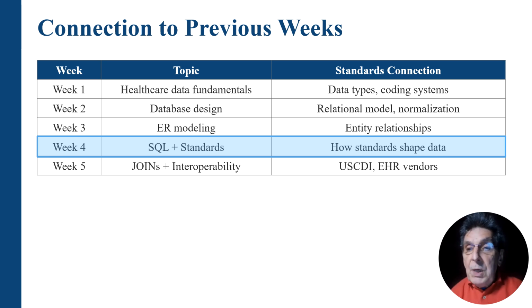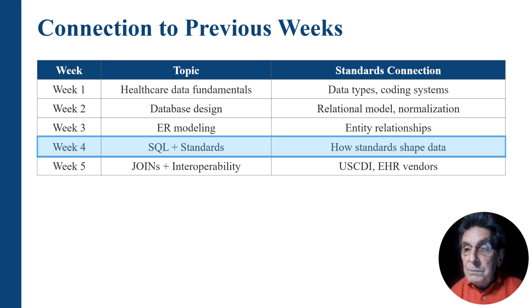Then back in week 2, we covered database design, the relational model, and how to normalize a database, how to structure tables so they're efficient and maintainable. Those design principles apply directly when you're building systems that need to exchange data. Then in week 3, we did ER modeling, the entity relationships, understanding how entities like patients, providers, and encounters relate to each other. Those relationships map to how standards like FHIR represent references between the resources.